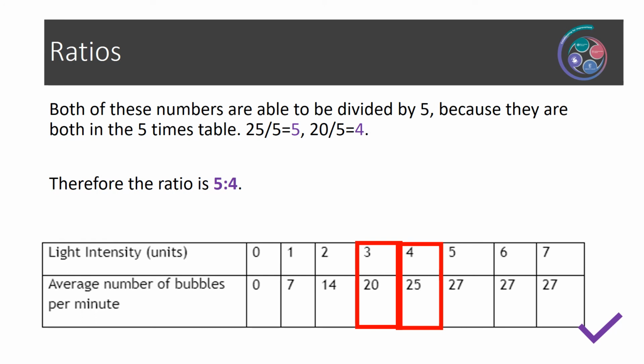So 25 divided by 5 equals 5. 5 times 5 is 25. 20 divided by 5 is 4. So our ratio is for every 5 there is 4. Okay, so our final answer is 5 to 4. We've simplified: 25 divided by 5 gives us 5, and 20 divided by 5 gives us 4, and that is our final answer, 5 to 4.